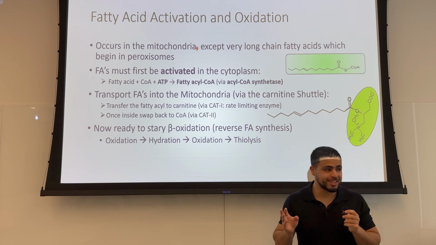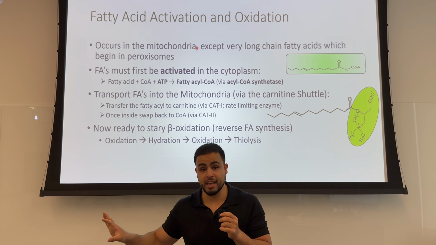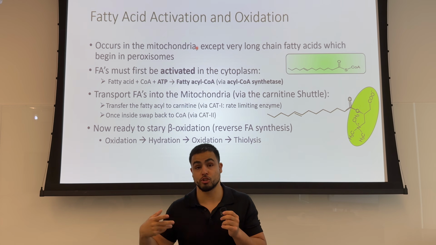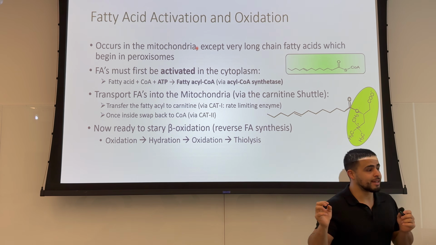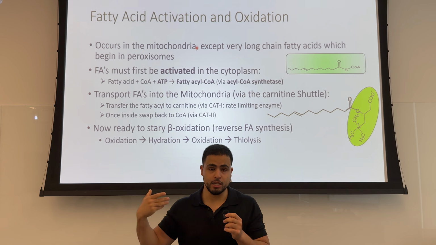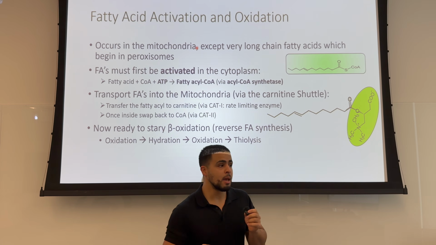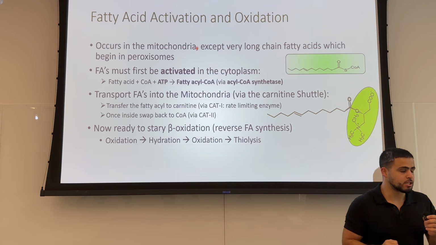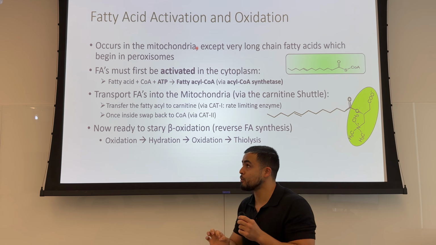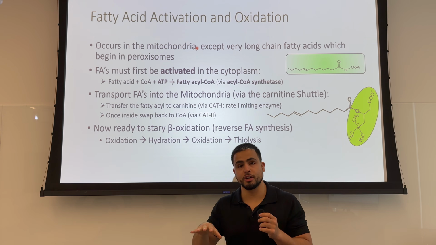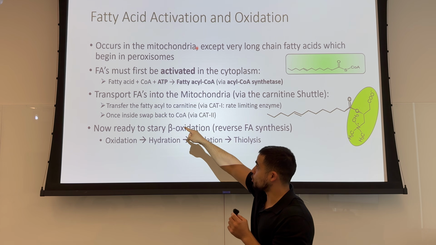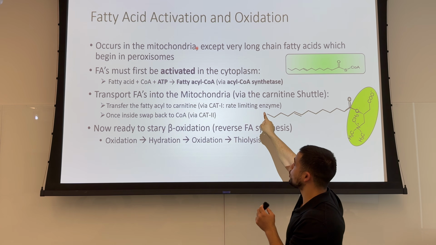So all of them, with the exception of the very long chain fatty acids, are metabolized or broken down in the mitochondria. The very long chain fatty acids start off in peroxisomes. Now, importantly, the short and the medium chain fatty acids can just easily diffuse across the membrane, but the long chain fatty acids need to be carried into the mitochondria for breakdown via this shuttle system known as the carnitine shuttle system. So we've already activated them using fatty acid plus CoA plus ATP to form fatty acyl-CoA.